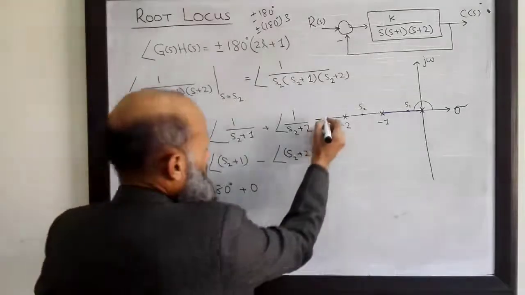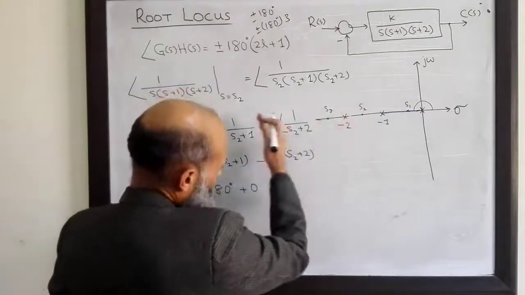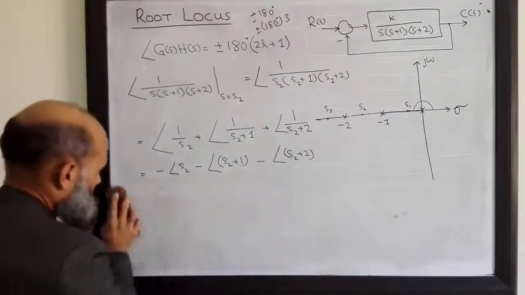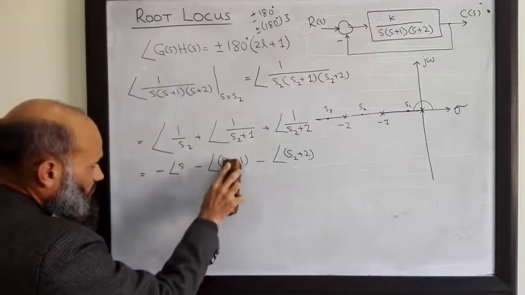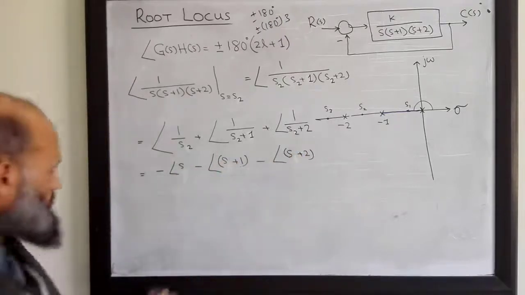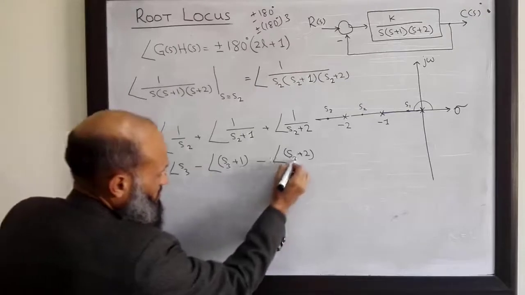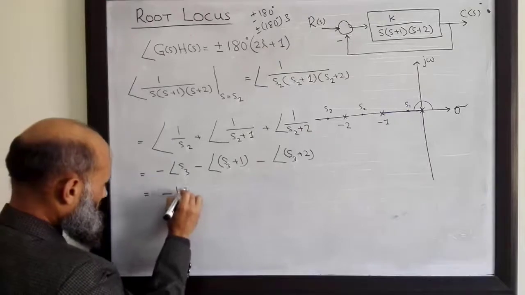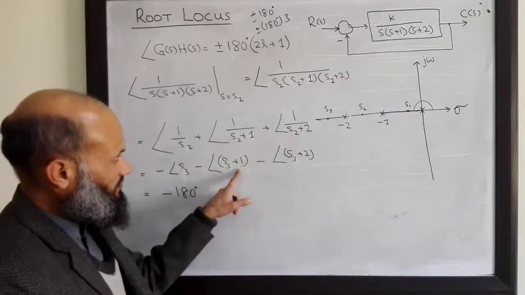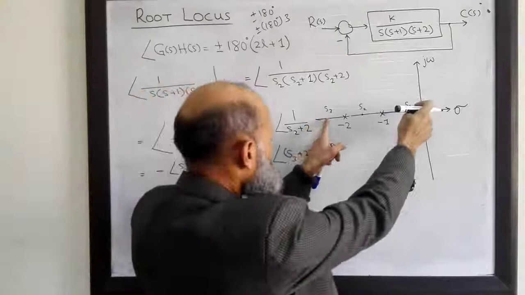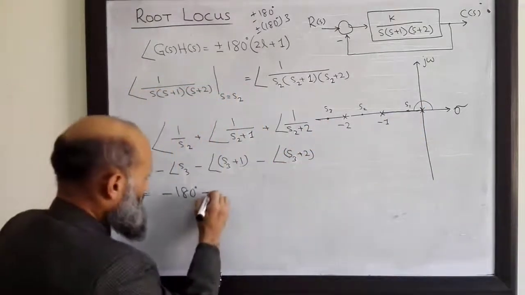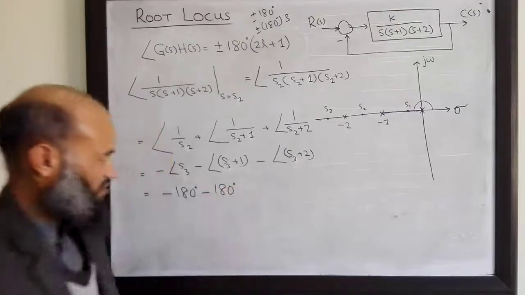We take another test point S3, which lies beyond this point minus 2, and again check all these conditions. So what you will observe is that here we have S3. S3 is a negative number, so its angle is minus 180 degrees. S3 plus 1: S3 is larger in magnitude than 1, so S3 plus 1 is a negative number, and the angle of the negative number is 180 degrees.